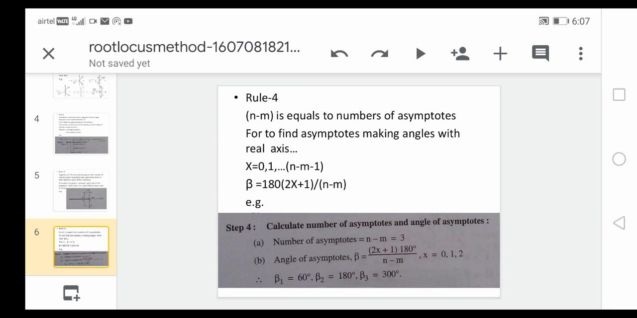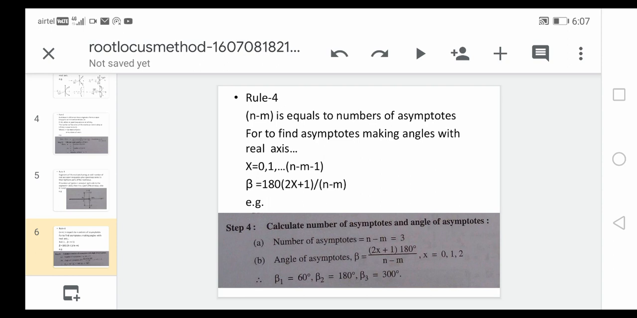To find the asymptotes, we have one formula: beta is equal to 180 into (2q plus 1) divided by n minus m. You can take any value, no problem. Number of asymptotes is n minus m, which equals 3. Angle of asymptotes, how many angles will we get?